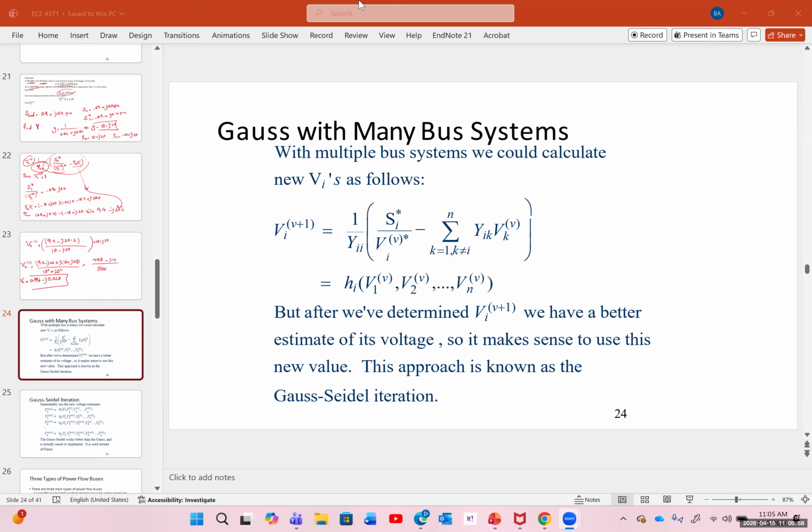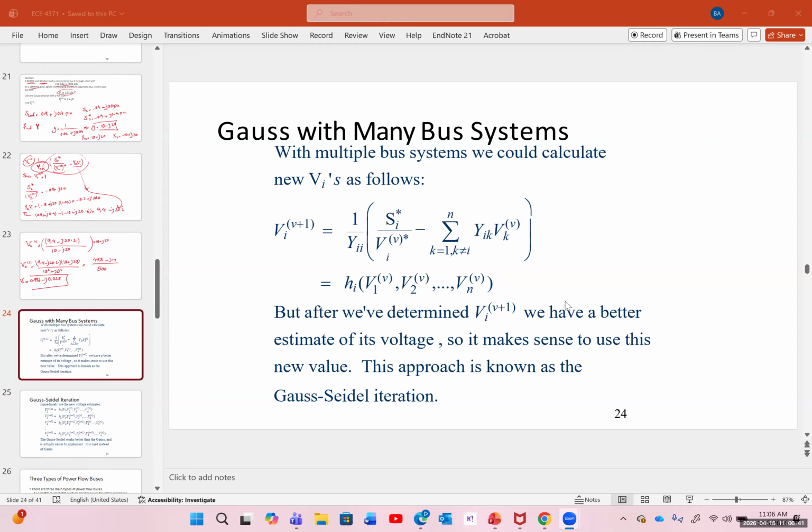Now, if we have multiple buses, it's going to get more complicated with Gauss, and therefore we use other methods as well. So let's see what happens when we have multiple bus systems and we want to calculate Vi. Vi at iteration v plus 1 is going to be 1 over Yii times (Si conjugate over Vi conjugate minus the sigma from k equal to 1 to n of Yik Vk). In other words, it's going to be Hi of V1 of v, V2 of v, until Vn of v.